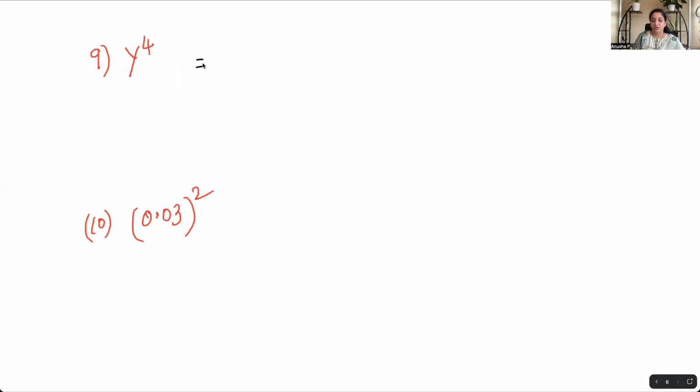Now, with the variables, how will you write y to the power of 4? Y to the power of 4 is nothing but y times y times y times y. Okay? So you're writing the variable y four times. Okay?